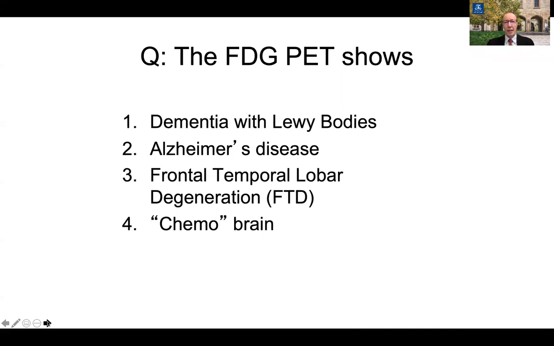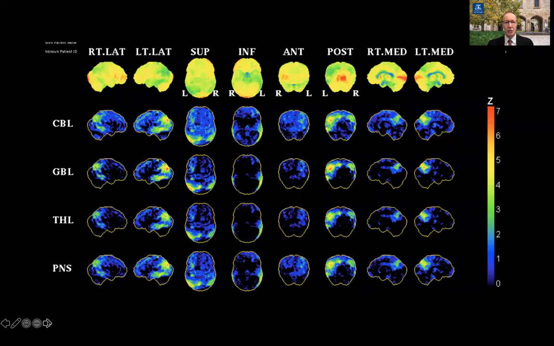Question. The FDG PET shows dementia with Lewy bodies, Alzheimer's disease, frontotemporal lobar degeneration, also just referred to as frontotemporal degeneration much of the time, or chemo brain. I'll go back and give you another look. Is it dementia with Lewy bodies, Alzheimer's disease, FTD, or chemo brain? So we'll go back just to the Neurostat.